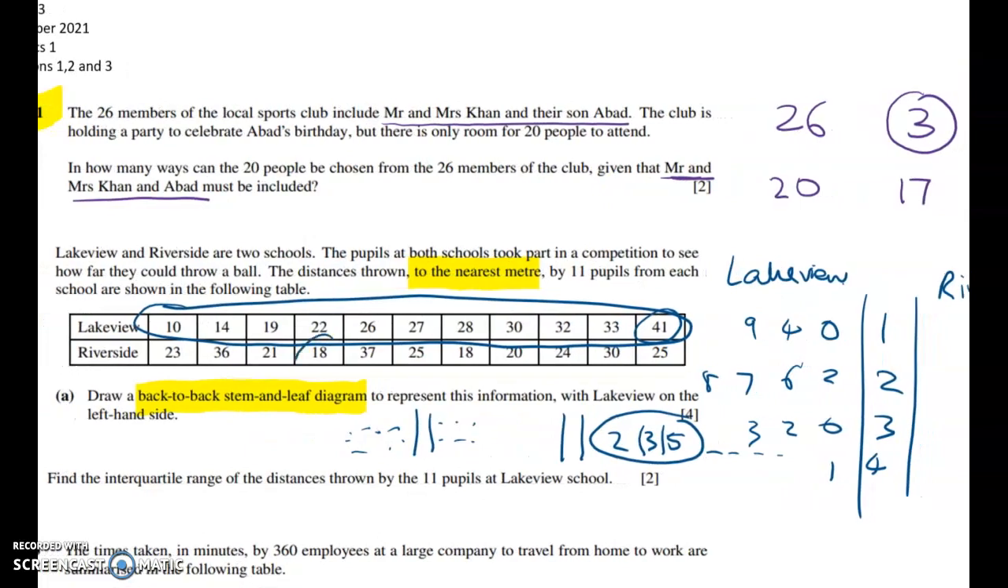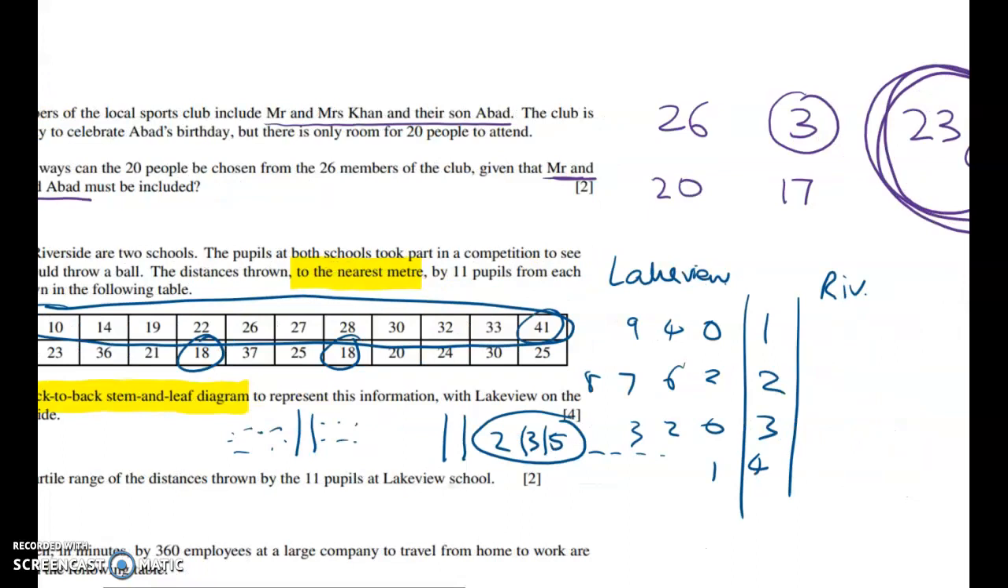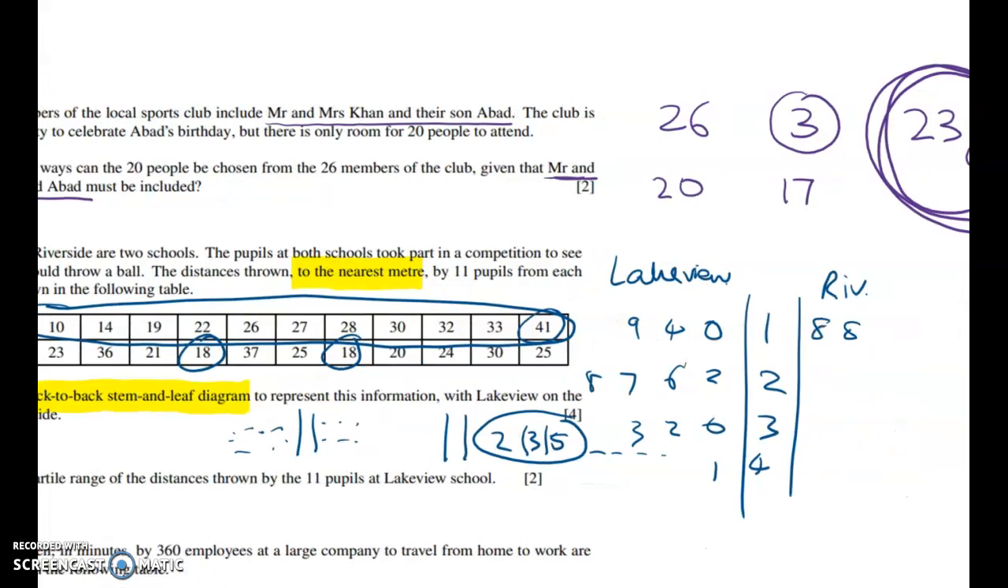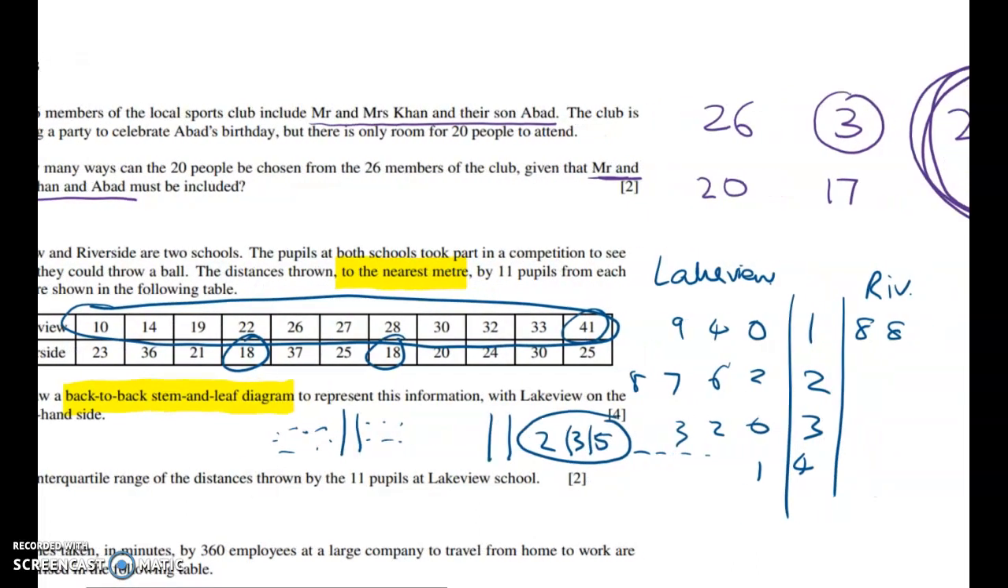So just go through and pick out what we've got here. We've got 18 and 18 here, so scribble those down. When you're doing your rough one, don't worry too much about lining it up. And then we've got 20 here. We've got 23, 21, 25, 24, and 25. And then we've got 36, 37, and 30.